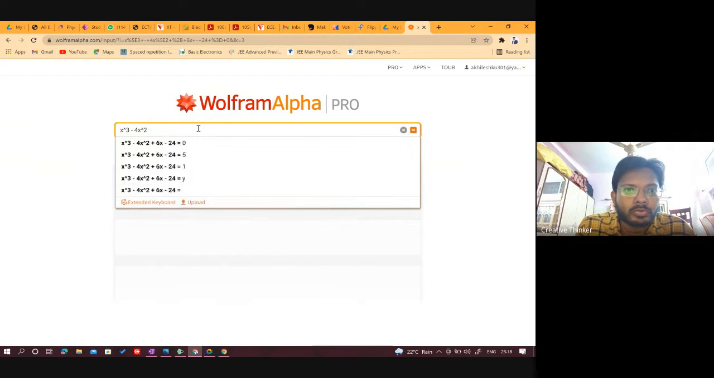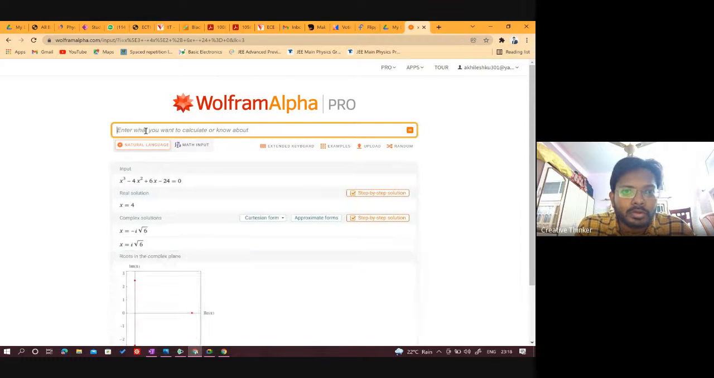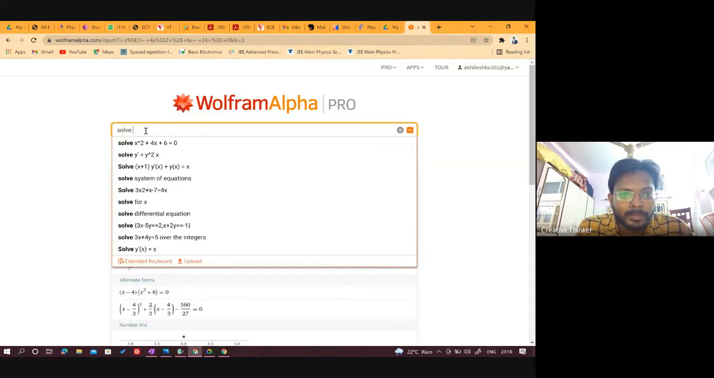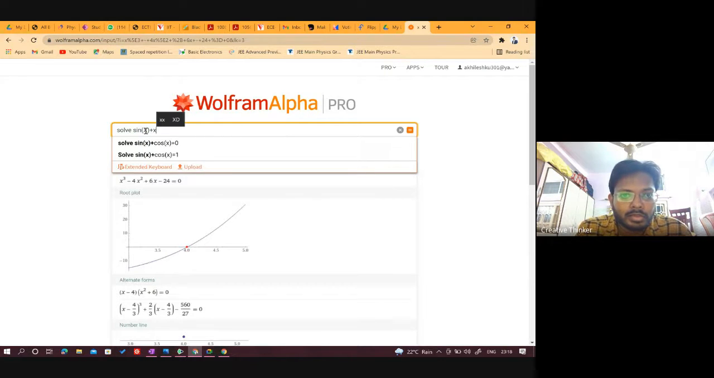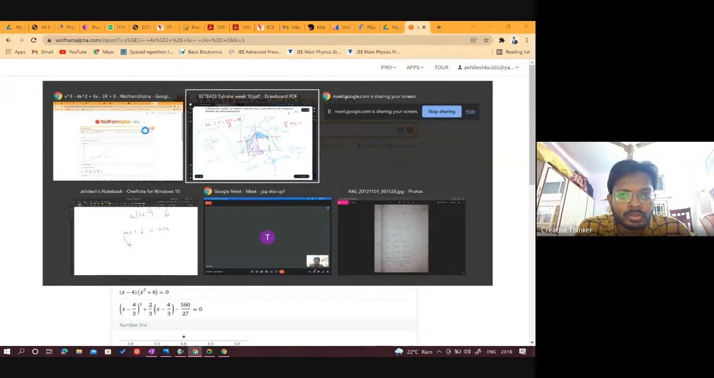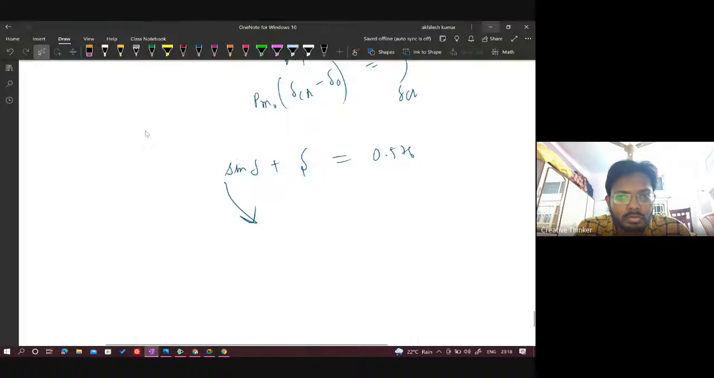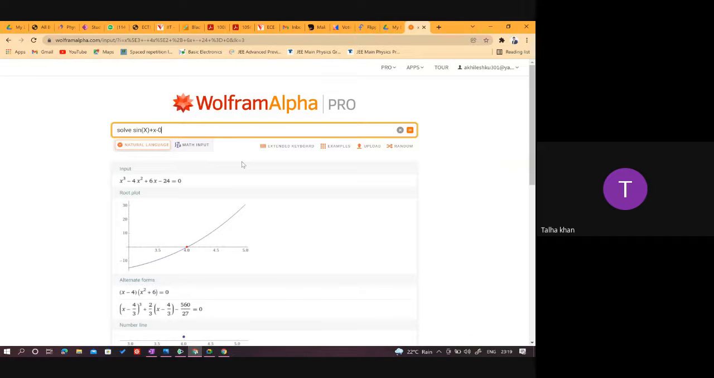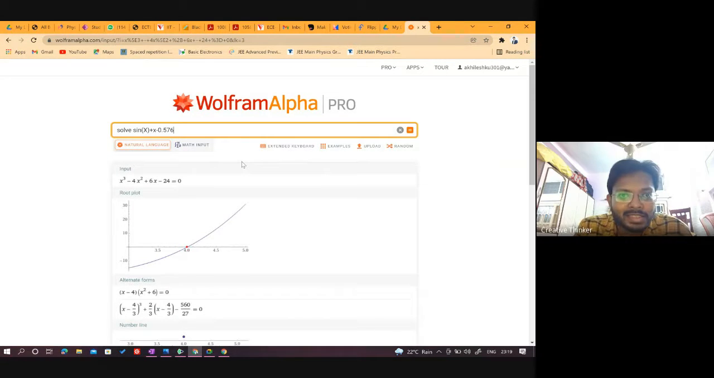So this is Wolfram Alpha. You can solve anything here. I will write "solve" and then write the equation sin x plus x minus... it was 0.576. Let me write it.